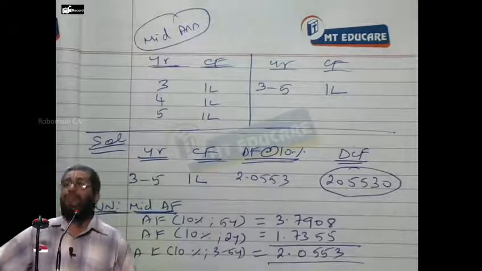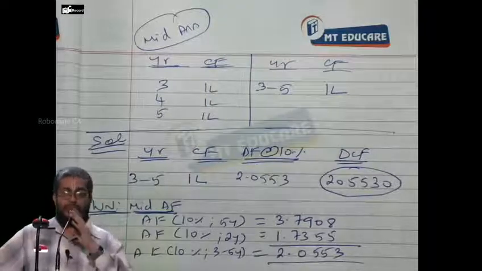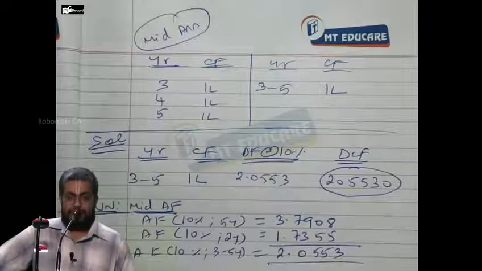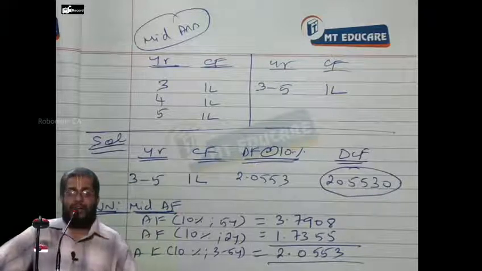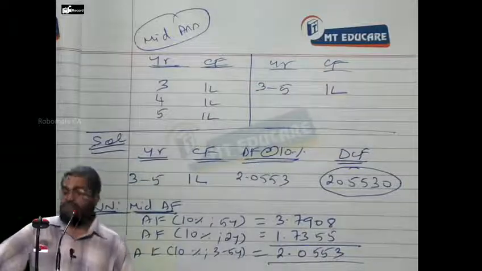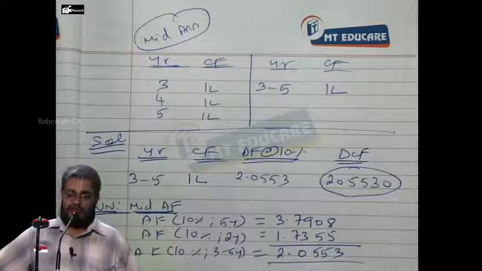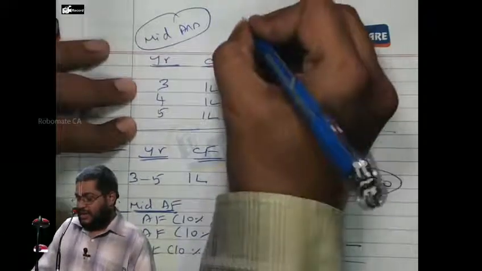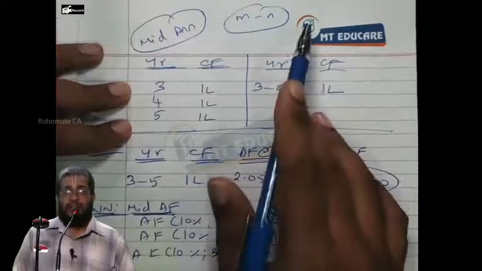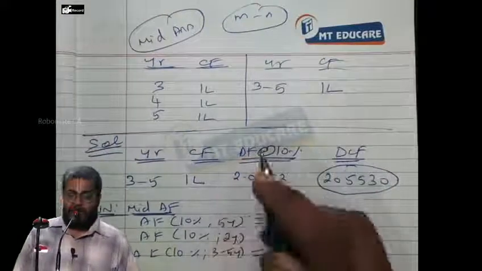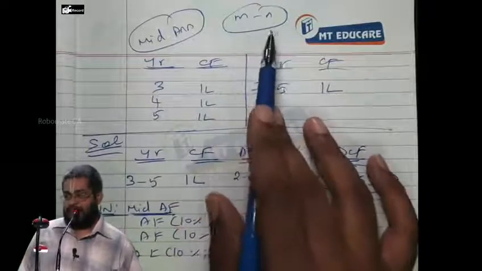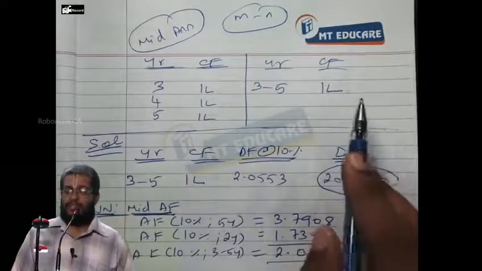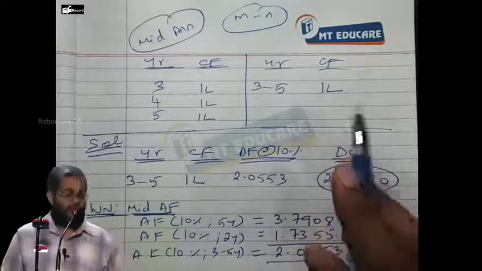Respond yes or no? Write down the note. Point number one: annuity factor for M to N years is called the mid annuity factor. Full stop.